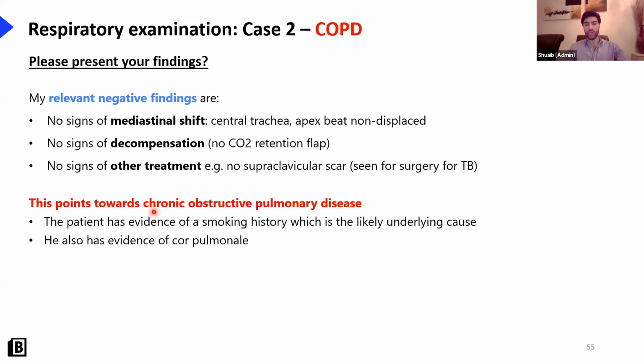So again, you want to go beyond just saying the patient has COPD. You want to give an underlying cause for that. So in this case, of course, the most common cause is always smoking. So you can mention that. And also mention any evidence of complications, which in this case is cor pulmonale, because he had peripheral pitting edema.